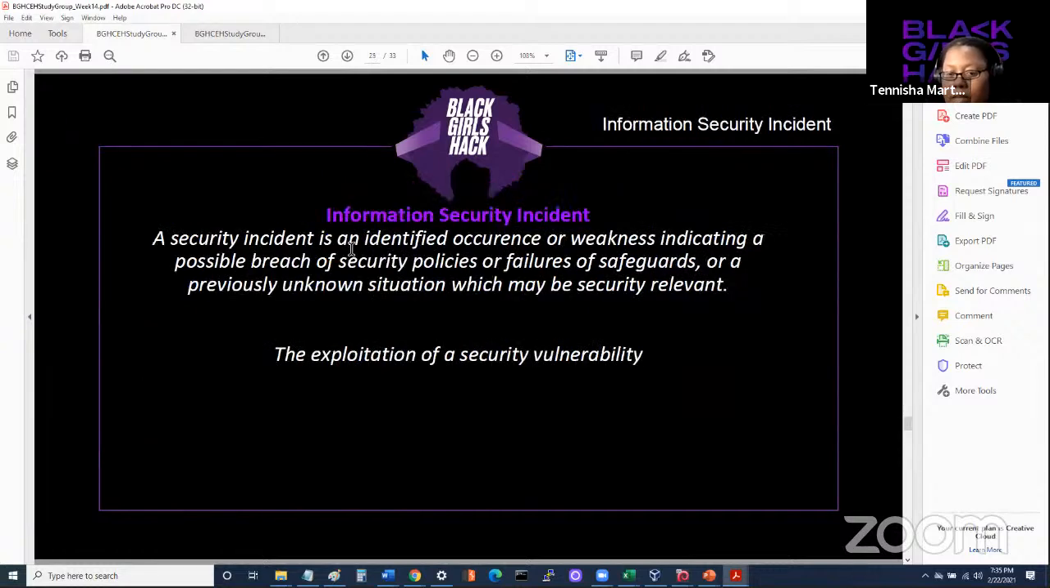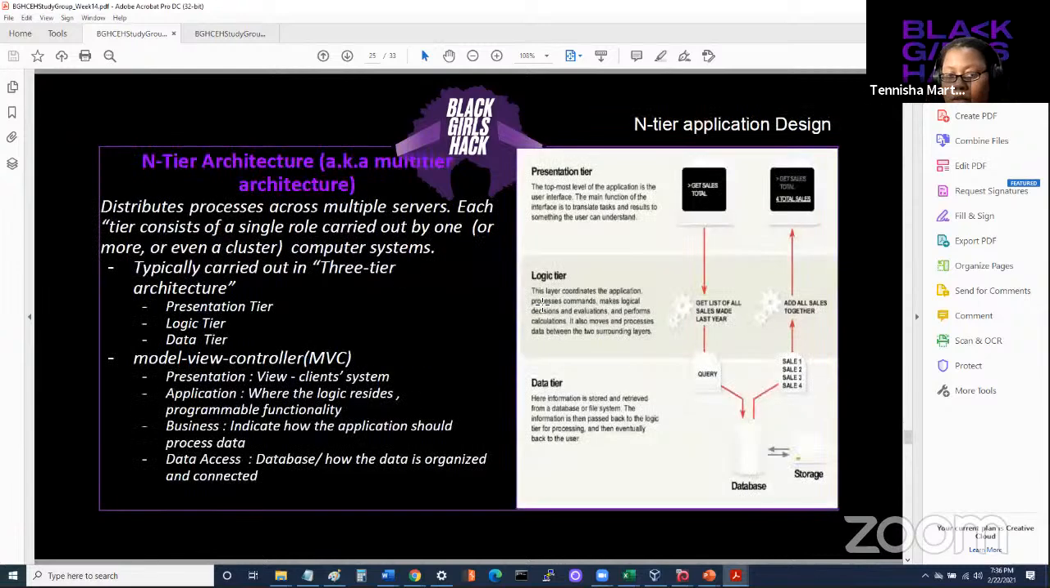All right, so we have discussed previous times before about information security incidents. They're basically occurrences or weaknesses indicating a possible breach of security policies or failures of safeguards or a previously unknown situation which may be relevant to your security posture. The exploitation of a security vulnerability is the simple definition.